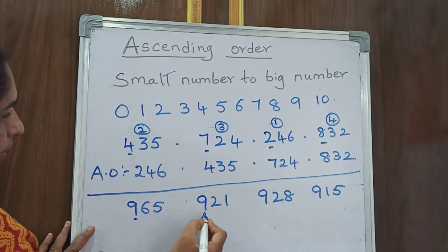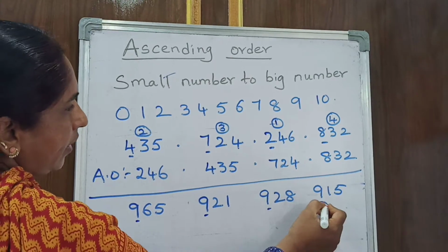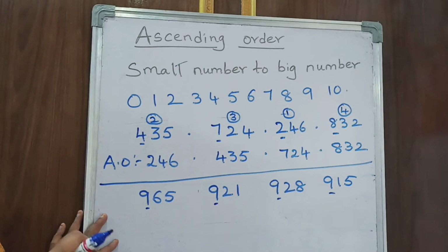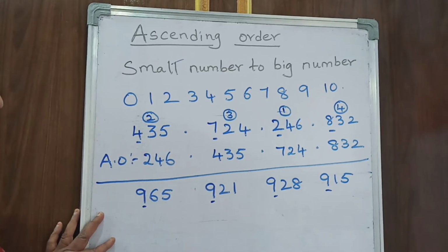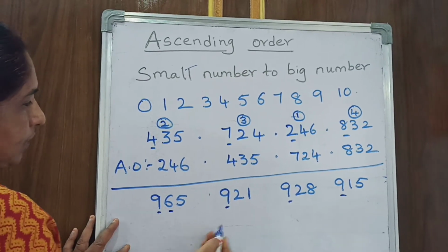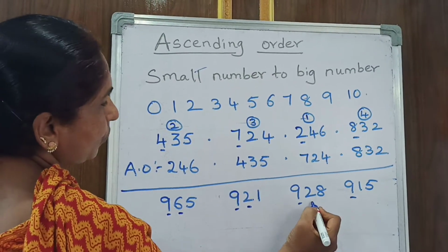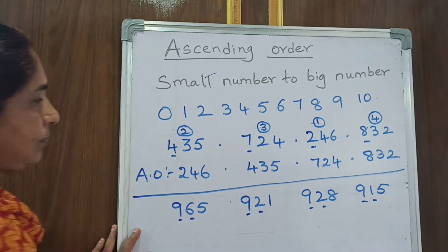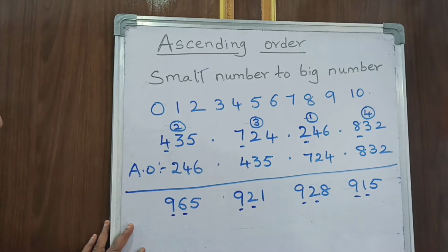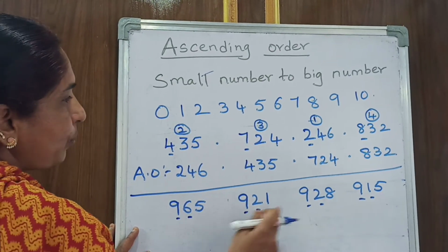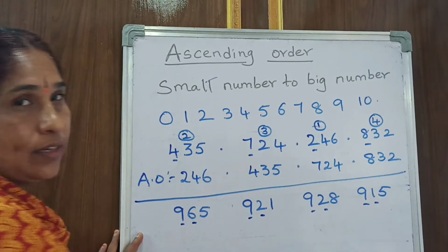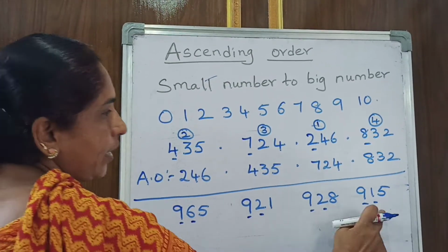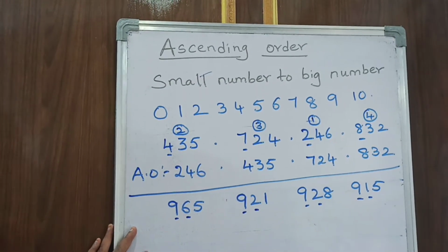See, 9, 9, 9, 9. All the first numbers are same. Then if the first numbers are same, see the second number. 6, 2, 2, 1. Is it clear, children? Here 6, 2, 2, 1. So here you are getting two 2s and here you are getting different numbers.